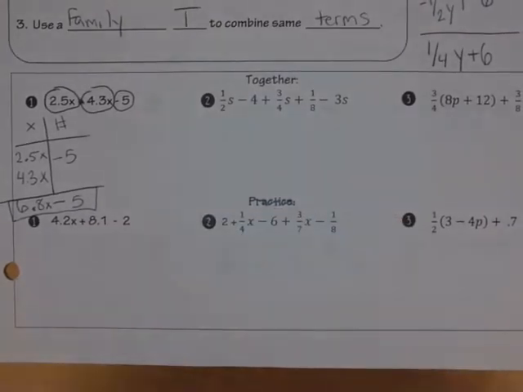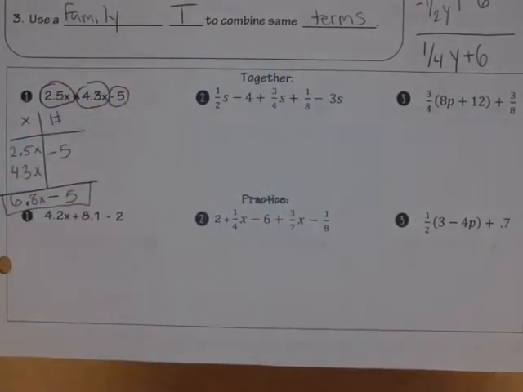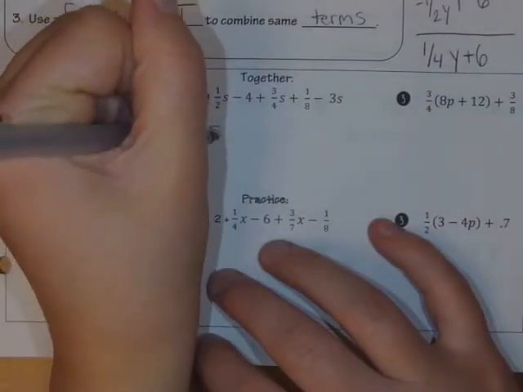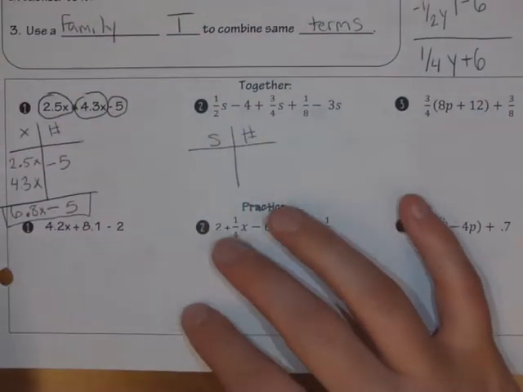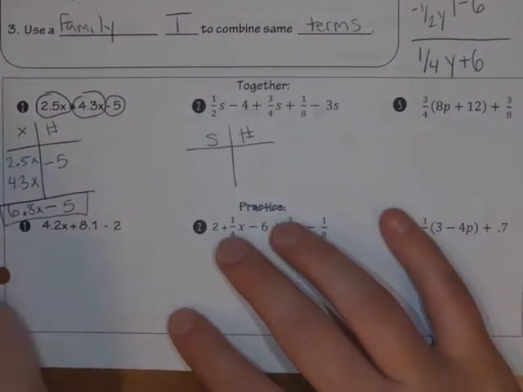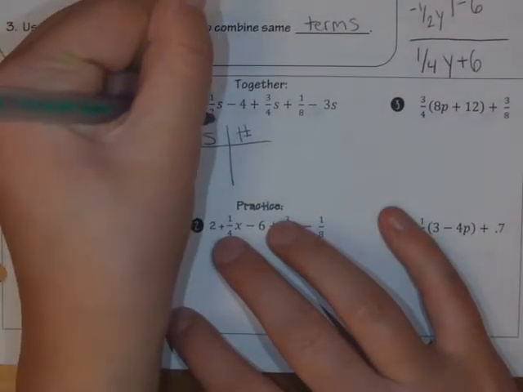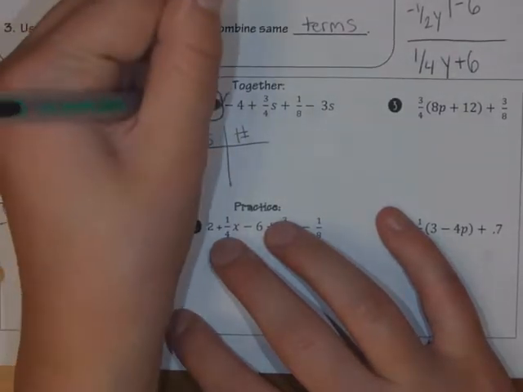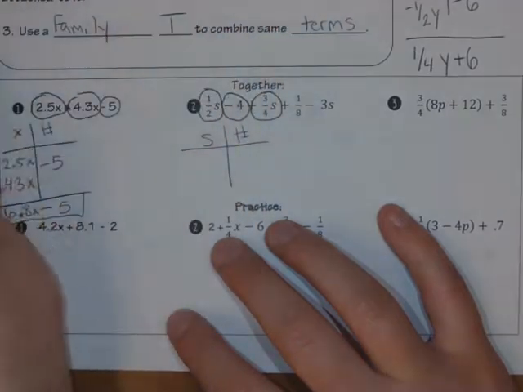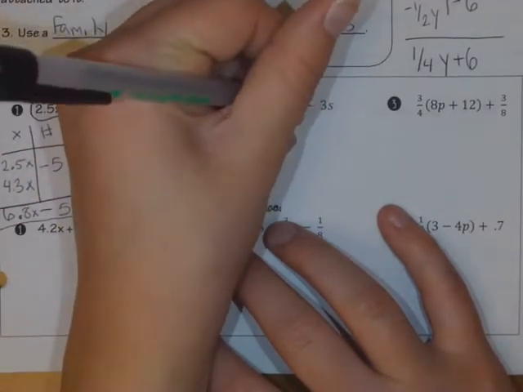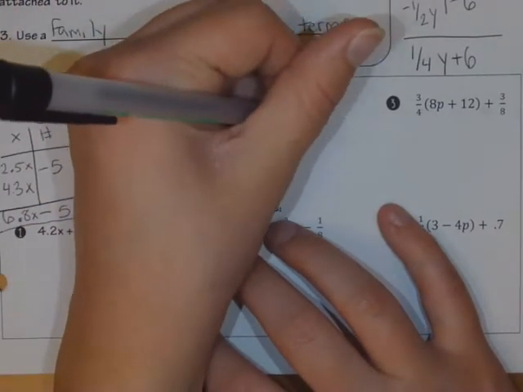2. I see no parentheses, which means I don't have to distribute. And the next is the family T. I have S's and whole numbers. So now I'm going to go through and circle these, because that's a lot of numbers. I have 1/2 S. I have -4. I have 3/4 S. I have 1/8. And then I have -3S.